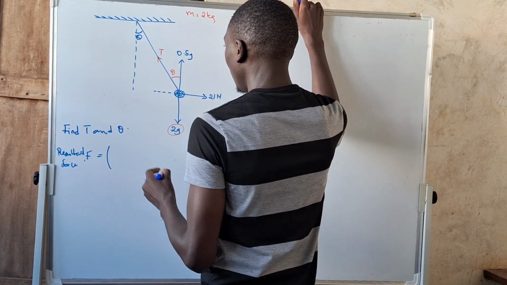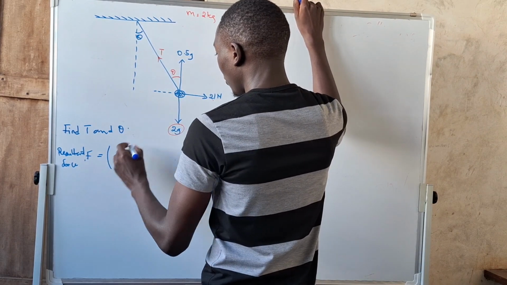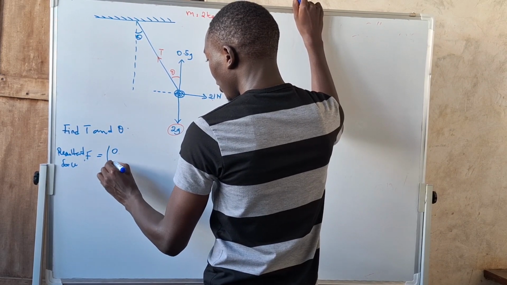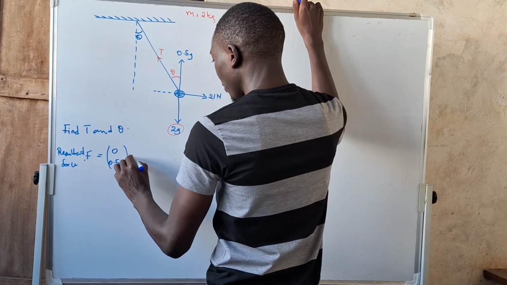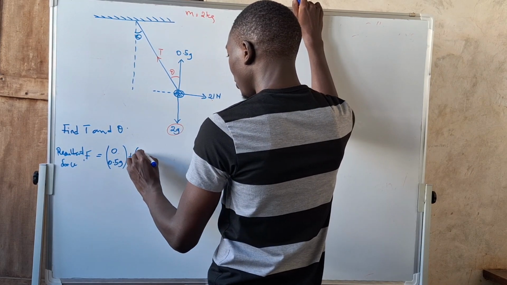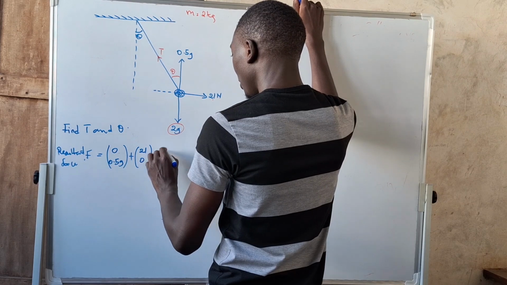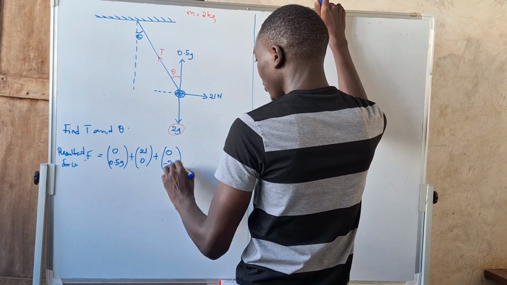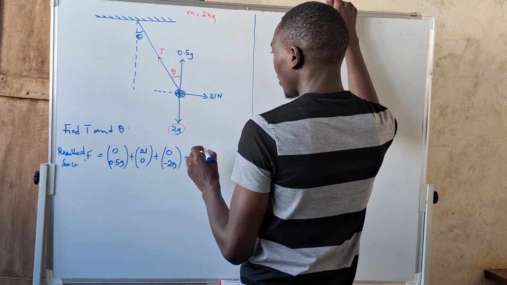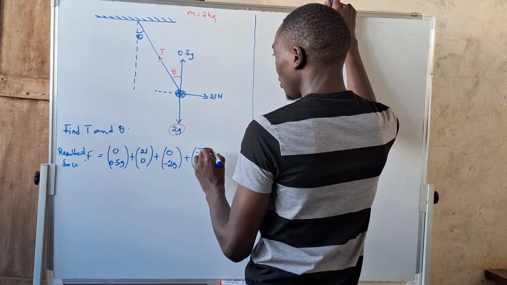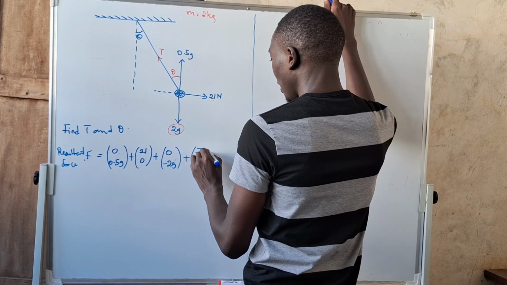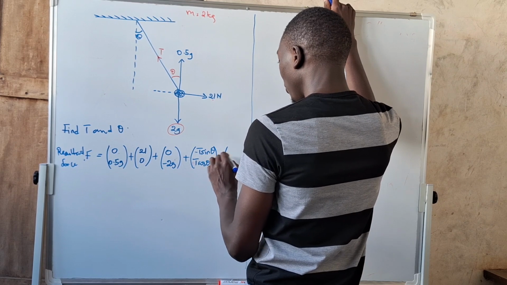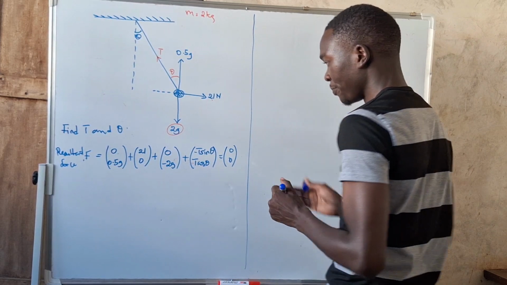If I start with 0.5G, it's a vertical force, positive, so horizontal is 0. Then you have 0.5G plus, this is a horizontal force, so you have 21, and vertical is 0, plus, this is downwards, so horizontal is 0, it's minus 2G. Finally I have the tension. Horizontal is negative, so that's T sine theta, and vertical is positive T cos theta. Because it's in equilibrium, it's equal to 0, 0.